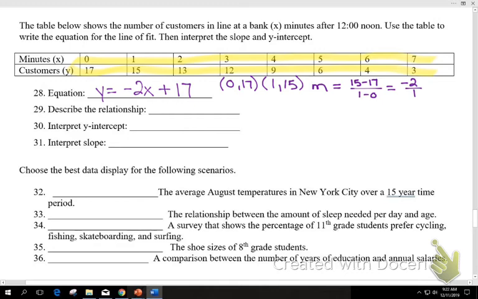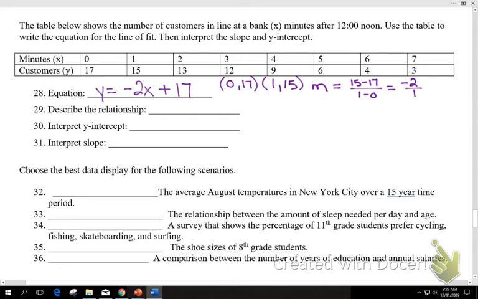Okay, so the one from class was cell phone usage and age. As the age increased, the cell phone usage decreased. That was negative. Okay? So on your midterm, you don't have to put it into a sentence.